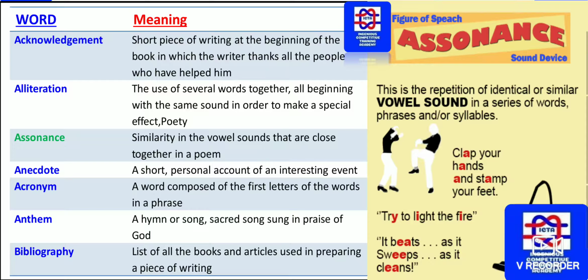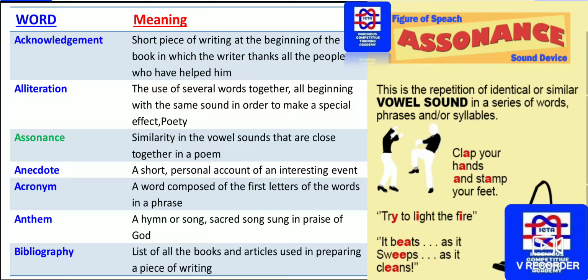Next we have assonance. Assonance means similarity in the vowel sounds that are close together in a poem. As you can see, "clap your hands and stamp your feet." Here, "try to light the fire." So whatever has similarity in the vowel sounds is known as assonance.